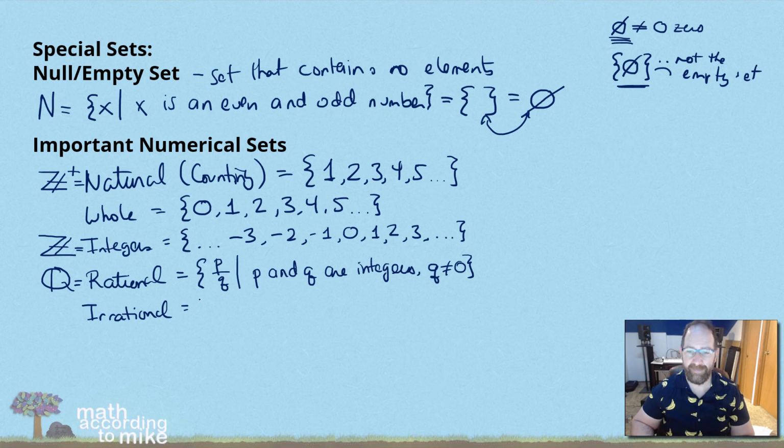So again, in set builder, another way to do it, we can say the set of all x such that x is a non-repeating, non-terminating decimal.